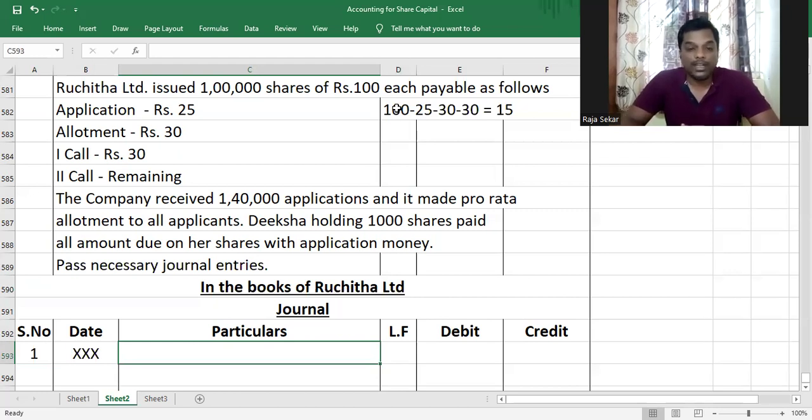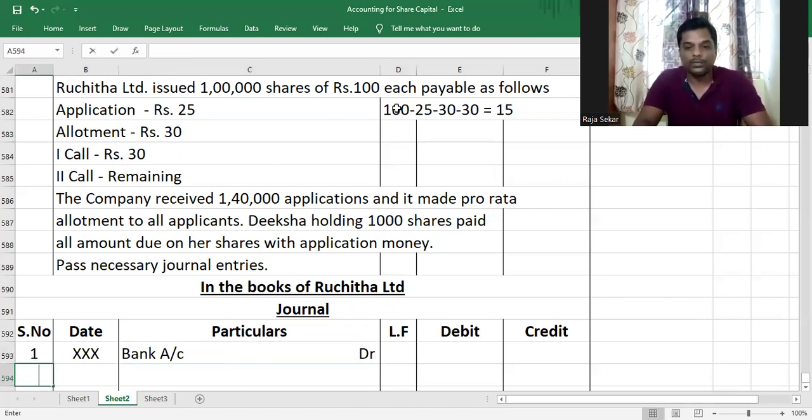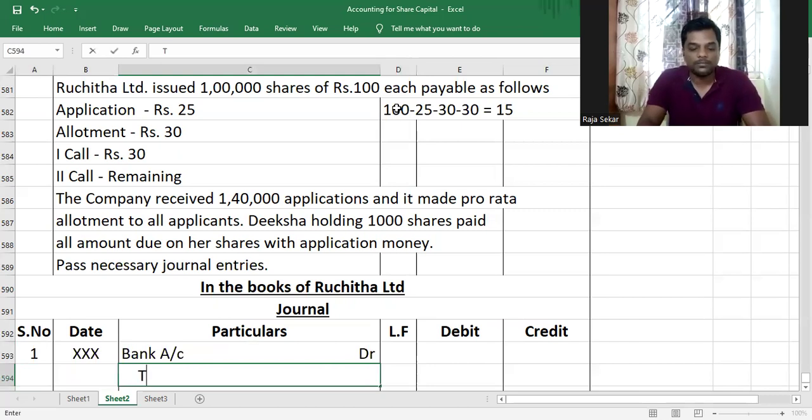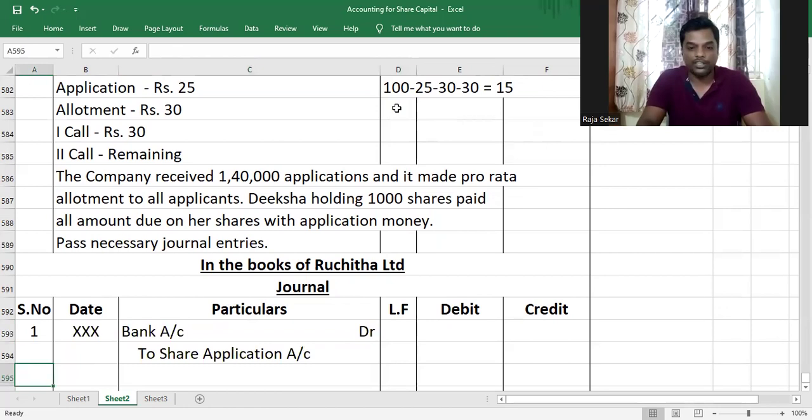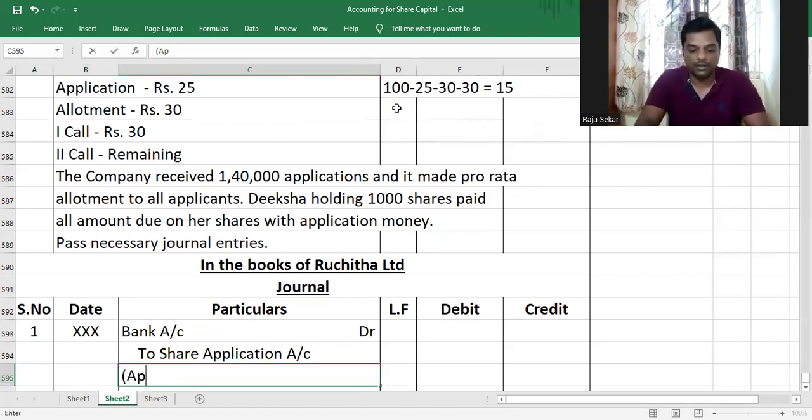Understood? Though it might look like a very simple calls in advance problem, it's actually not that simple. You know why? Because there are already calls in advance because of pro rata allotment. On top of that, one person has paid the entire amount due on the shares along with application. So even the first journal entry is not the same as what it used to be. The journal entry is the same, but the computation of the amount is different.